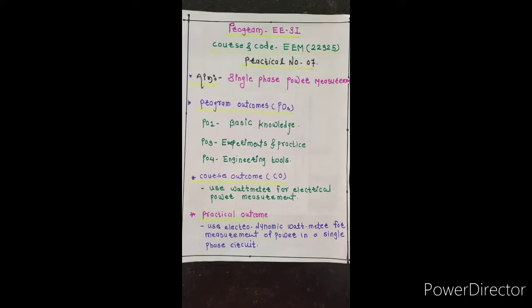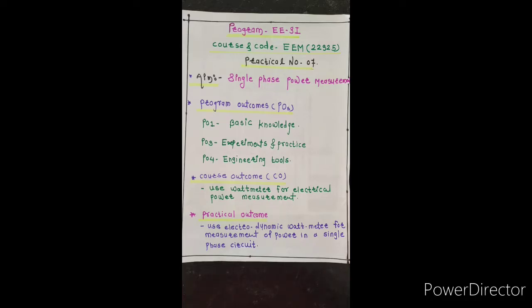In basic knowledge we should know the basics of the wattmeter, that is the construction of the wattmeter, the working principle of the wattmeter and the applications. In a wattmeter there are mainly two coils, the current coil and the pressure coil. The current coil is always connected in series and the pressure coil is always connected in parallel to the supply voltage or the load.